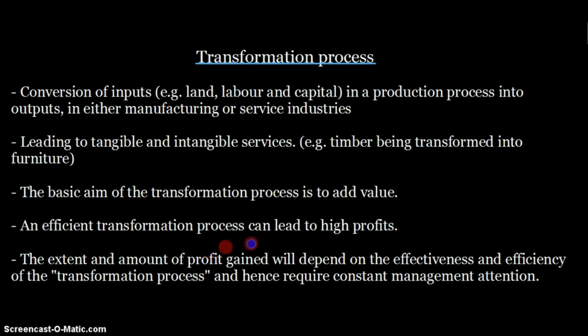An efficient transformation process can lead to high profits. Why? If you have an efficient transformation process, that means you'll use as few inputs as possible and generate the maximum output possible. So using minimum inputs, you want to maximize your output. That's the basic ratio you want for an efficient transformation process, minimum inputs to maximum output. And if you have that, you are conserving your resources. Your cost for raw materials will be low, and the selling price that you charge will be high.